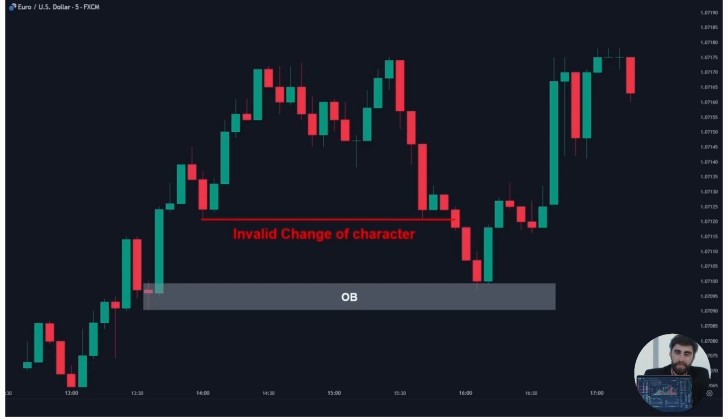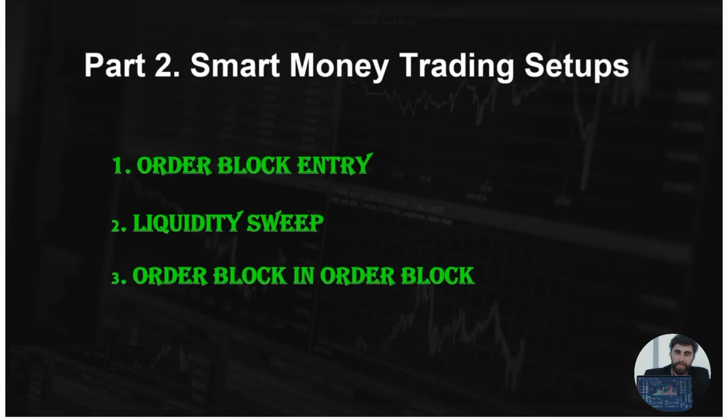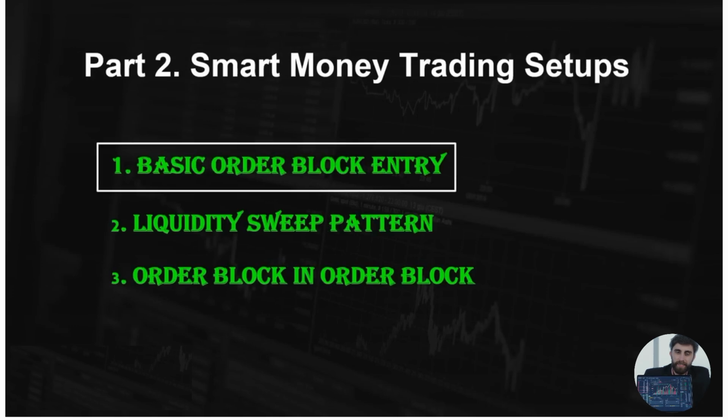Now that we have discussed the fundamentals required for general chart analysis and how to identify the market direction, key levels, and potential trading opportunities, let me explain 3 of the best smart money trading setups step by step with all the rules. Let's start with the basic order block entry.